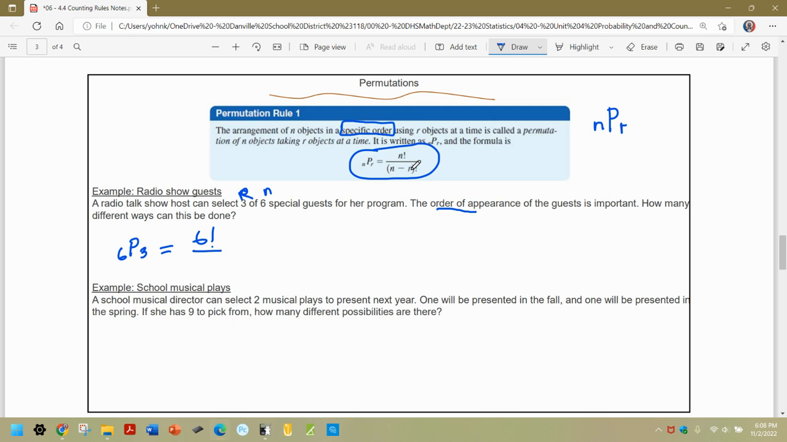over n minus r factorial, or 6 minus 3 factorial. So that means on top you have 6 factorial. On the bottom you have 3 factorial. Now you cannot divide those and get 3, or you can't divide them and get 2. 6 factorial is 6 times 5 times 4 times 3 times 2 times 1. 3 factorial is 3 times 2 times 1. So look at that. I can cross off the 3s, I can cross off the 2s, I can cross off the 1s. And I'm left with 6 times 5 times 4, which is 120.